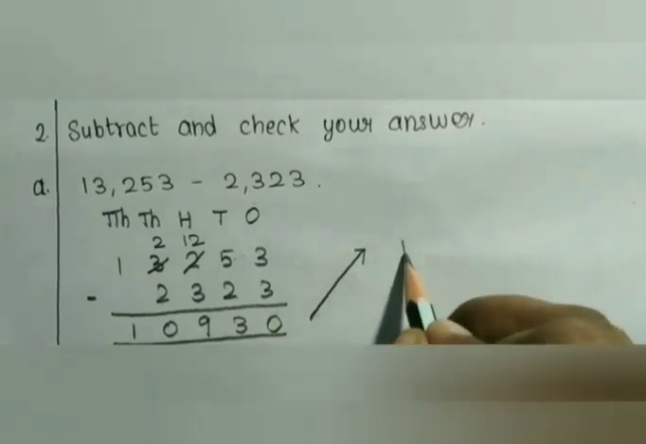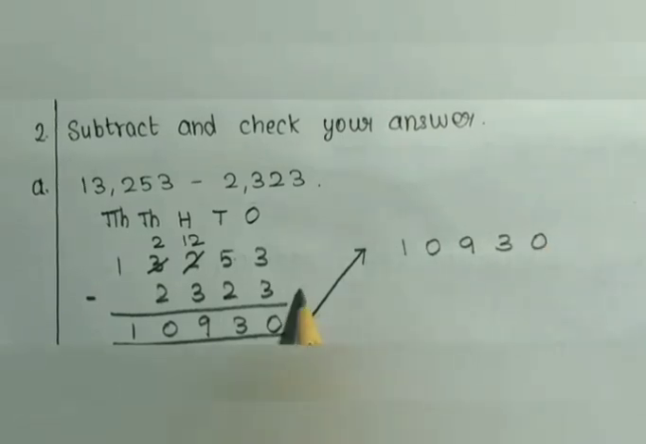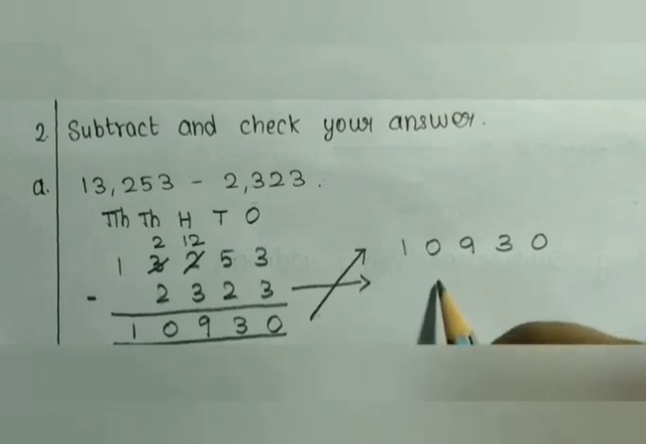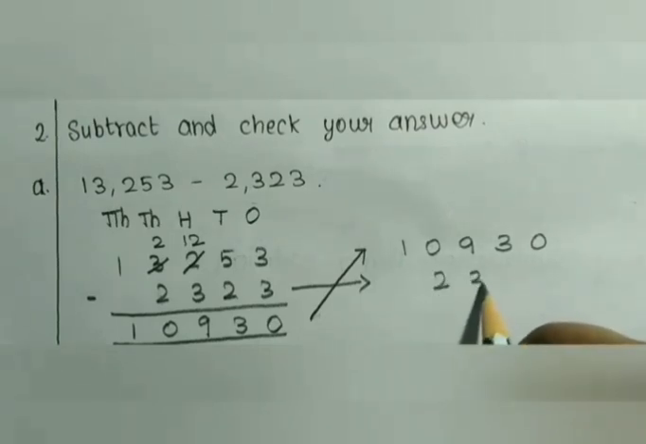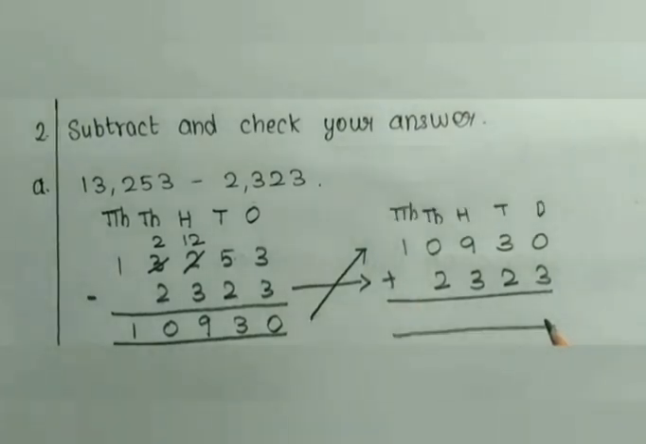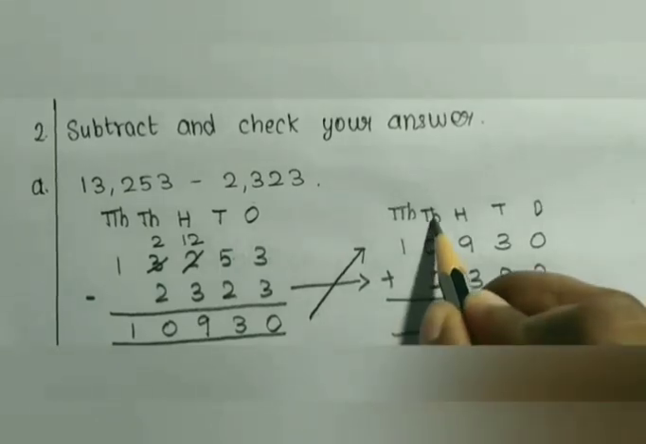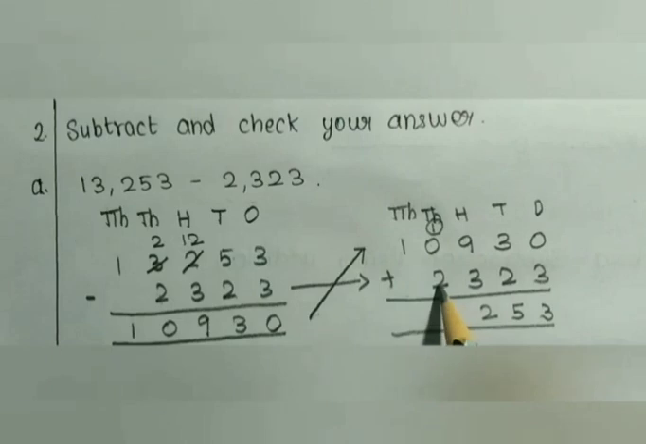So difference comes first. 10,930. The subtrahend comes second. 2,323. Now let's add. 0 plus 3, 3. 3 plus 2, 5. 9 plus 3, 12. 1 to the carryover. 0 plus 2, 2. 2 plus 1, 3. And 1 plus 0, 1.